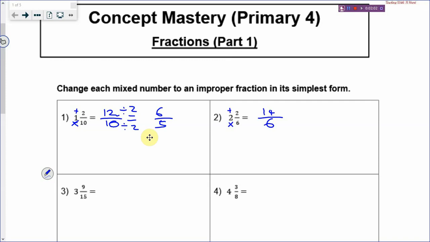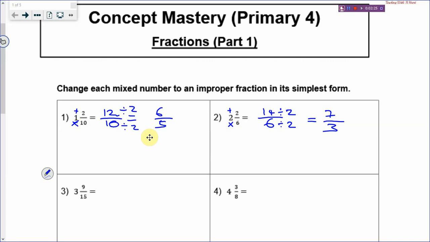So how do I change it to simplest form? I always divide both numbers by 2 first. If you can divide by 2, then you will have your simplest form. So 14 divided by 2 is 7, and 6 divided by 2 will be 3. So your fraction will be 7 over 3. And can I divide by 2?